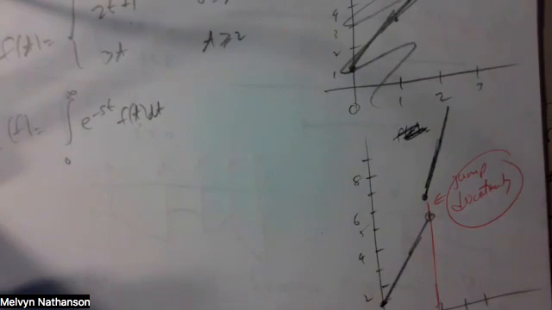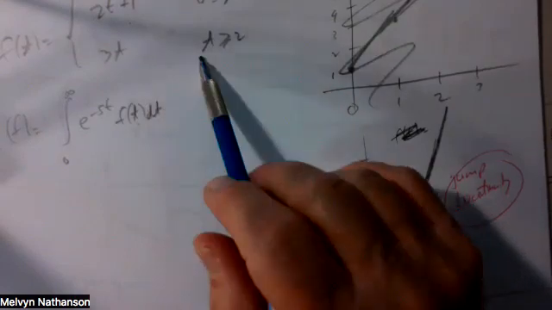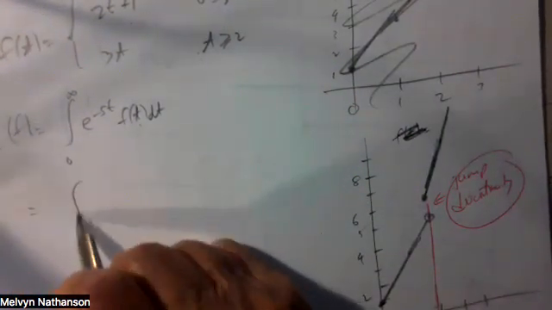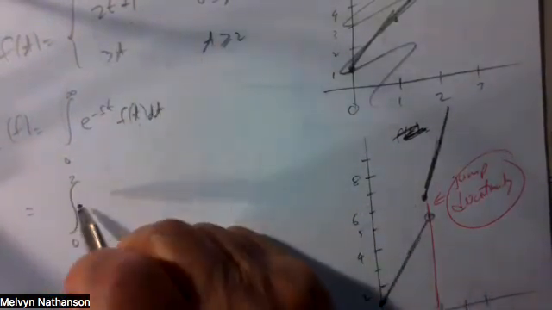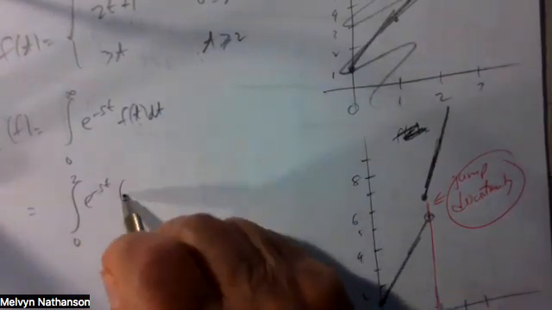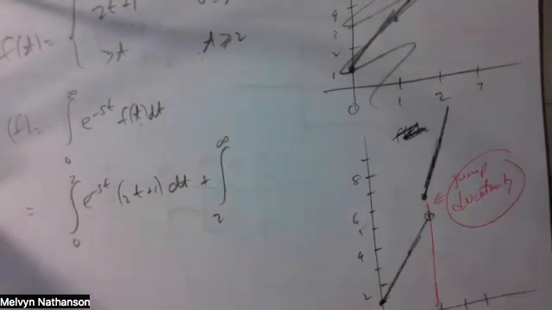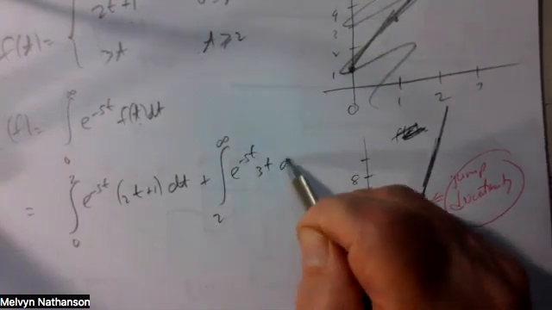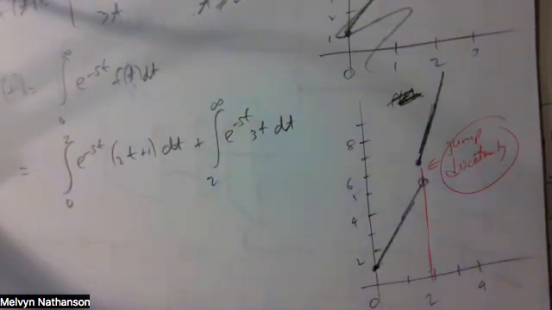So how do we compute the Laplace transform? So this function has two different definitions depending on whether you're between 0 and 2 or from 2 to infinity. So I have to write this as a sum of two integrals. The integral from 0 to 2, when t is between 0 and 2, e to the minus st, f of t is 2t plus 1 dt. And then from 2 to infinity, the function is 3t dt. So we have to compute both of these things.